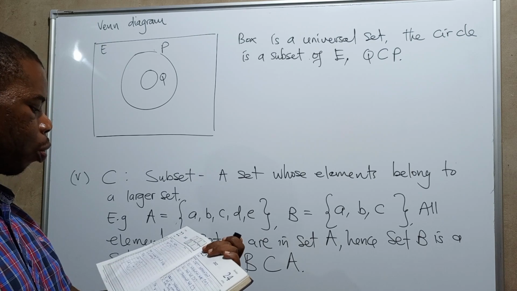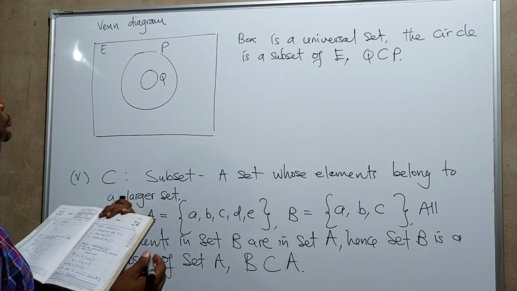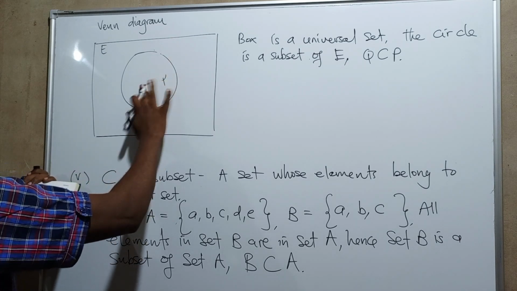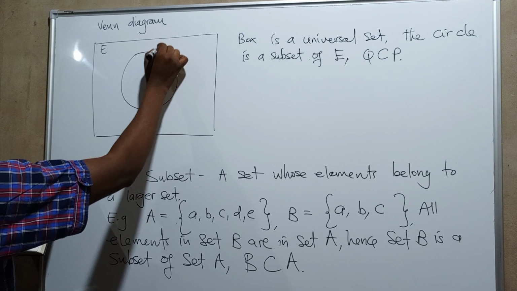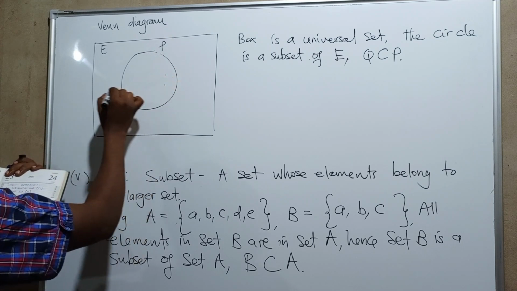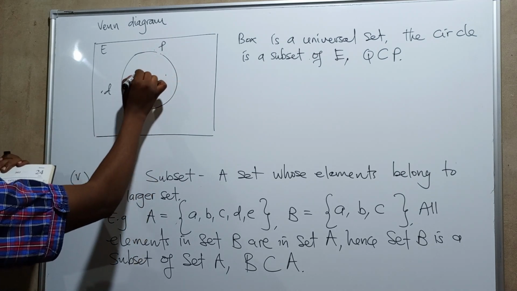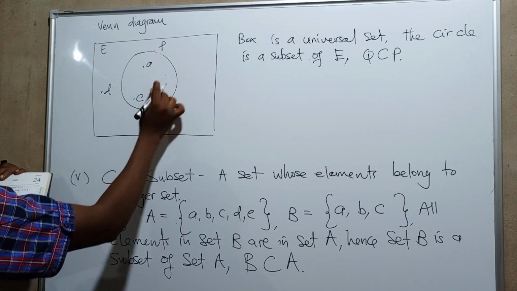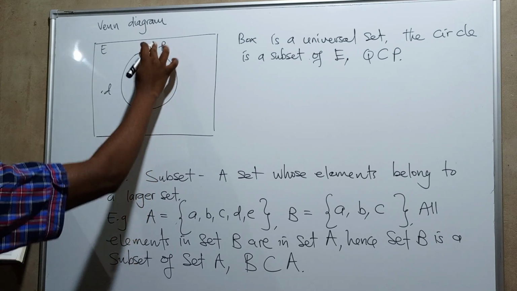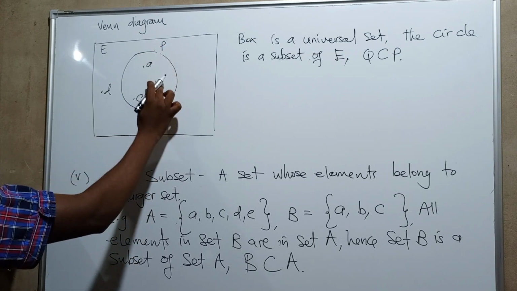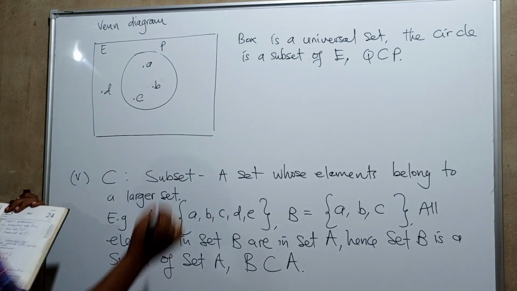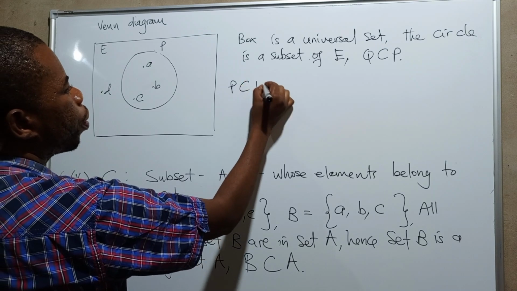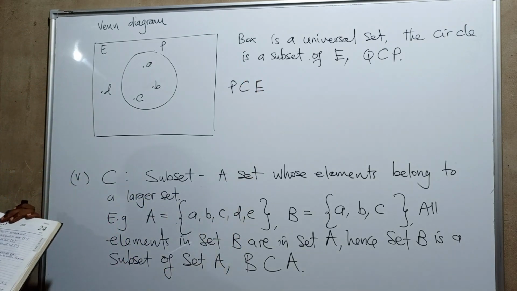Another way, maybe we can have E the way E is here. Then here, if I have P, for instance, then I have elements like D, A, B, and C like that. So again, P is still a subset of E. You can still write P is a subset of E.